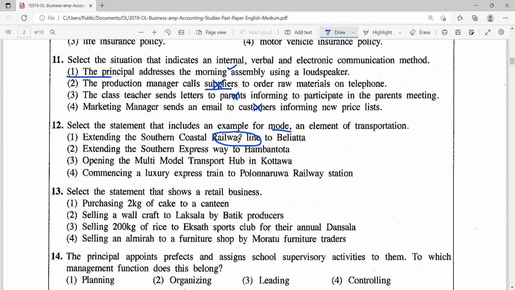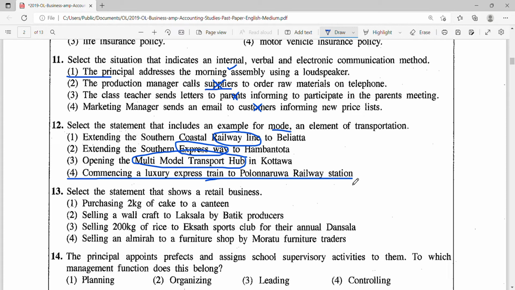Extending the southern expressway to Hambantota. So here also focus being expressway, that is the example for way. It shows the path in which you could travel. So that's also not a correct answer here. Opening the multimodal transport hub. Now transport hub is the example for terminal. So that's also incorrect. Finally, commencing a luxury express train to Polonnaruwa railway station. So there our focus being train, that is a mode of transportation. So for question number 12, answer is 4.